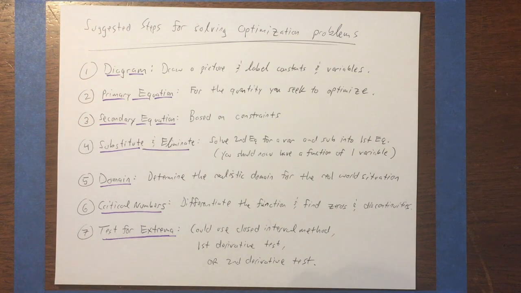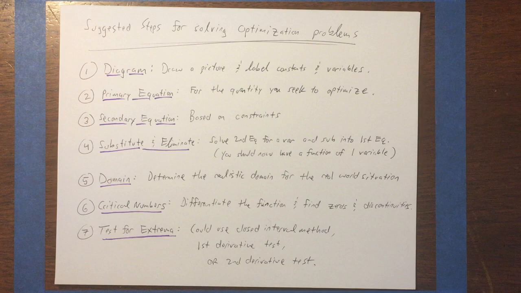Remember, I mentioned this briefly in the last video. The primary equation is an equation for the quantity you seek to optimize. So like in that first example, we were trying to optimize the volume, so we used a volume equation where it was volume equals length times width times height. And for us that was like x times h. So you get your equation for that quantity you're trying to optimize.